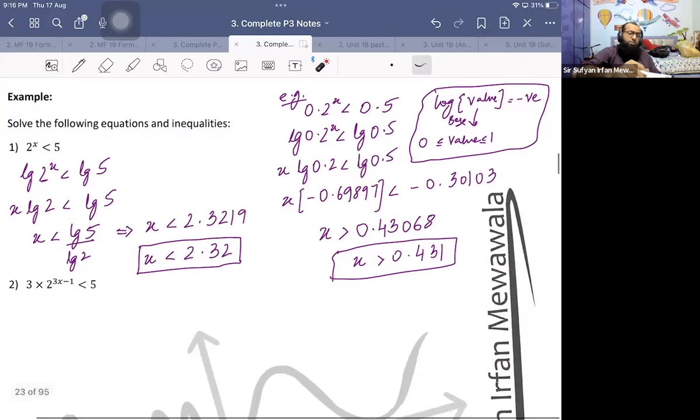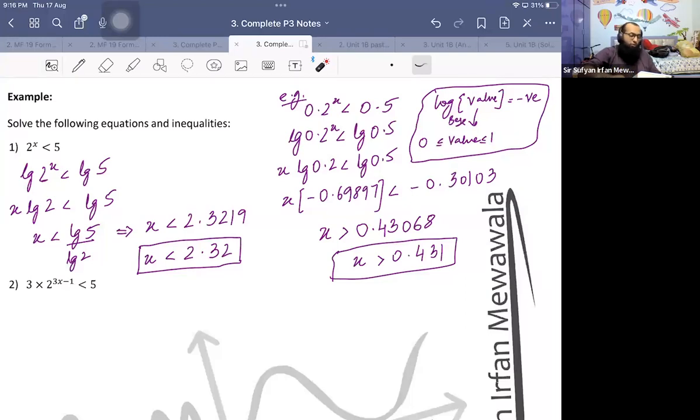So this example, example number 1, we have solved, and we have now locked that whenever we are solving exponential inequalities, we are going to take lg or ln on both sides, rather than converting directly from index form to log form, because this option is more convenient for us, and it's safe as well.